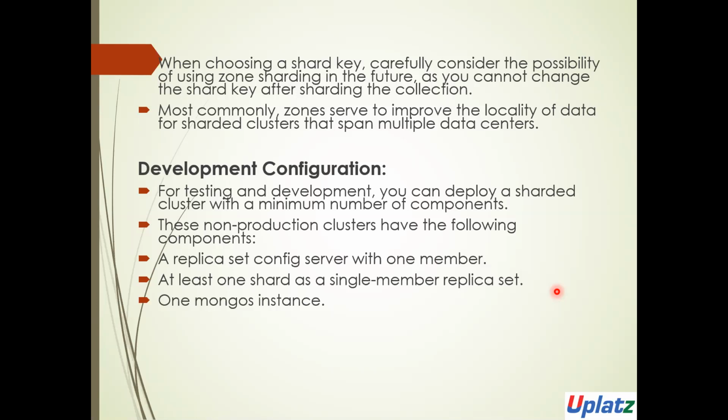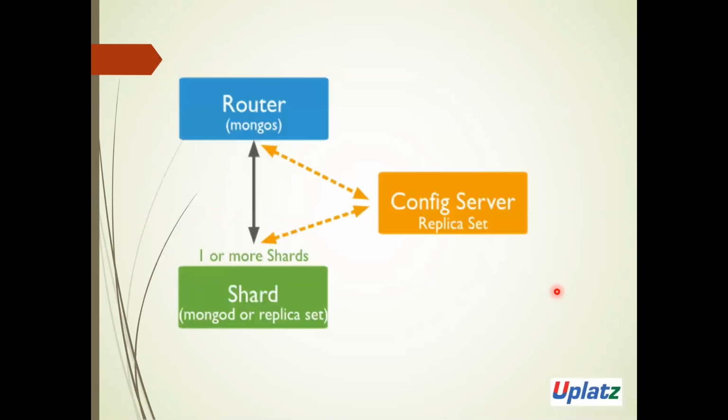For testing and development, it should have a minimum number of components. But for non-production, these three should be there: a replica set server configured with at least a single member, and one Mongos instance should also be there. So this is how a router, one or more shards, and then one config server. So this is for our production.